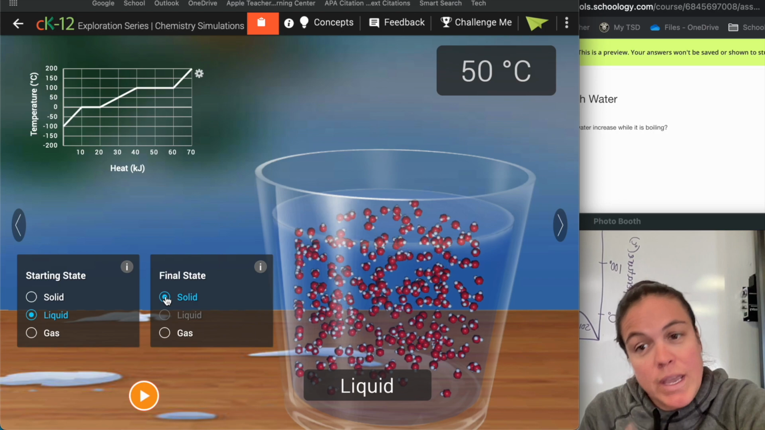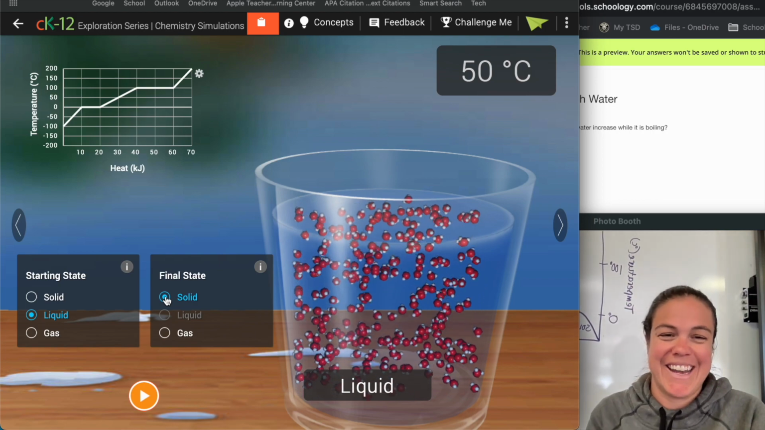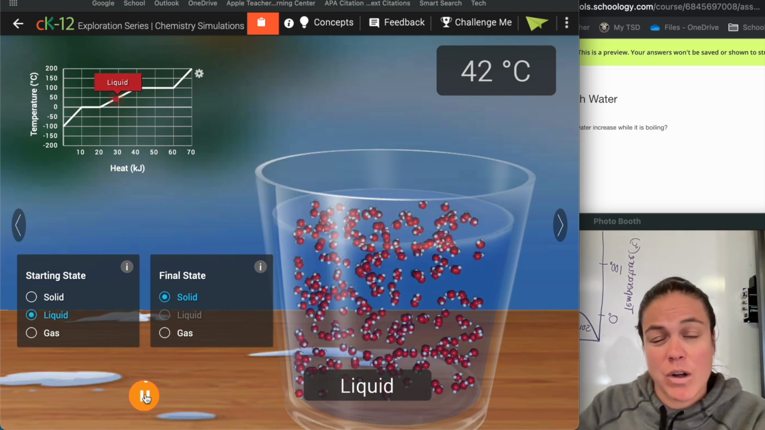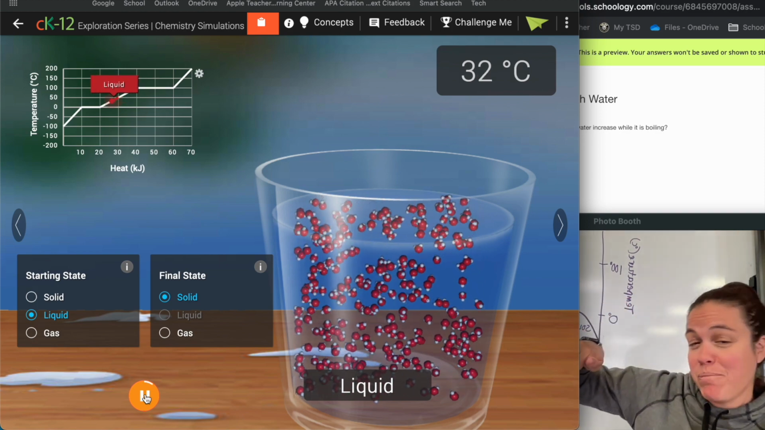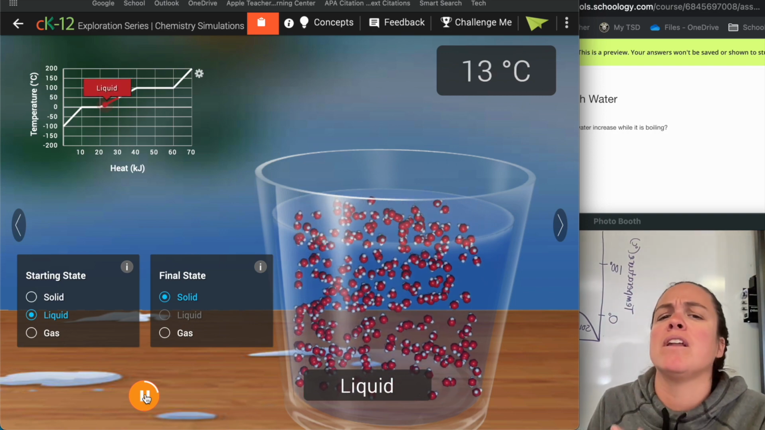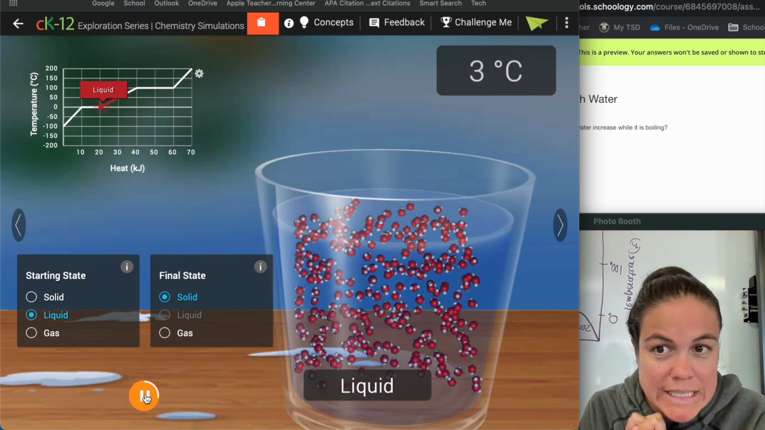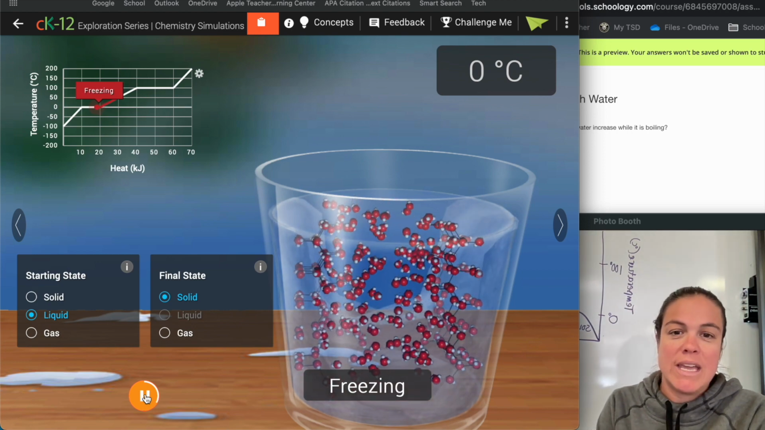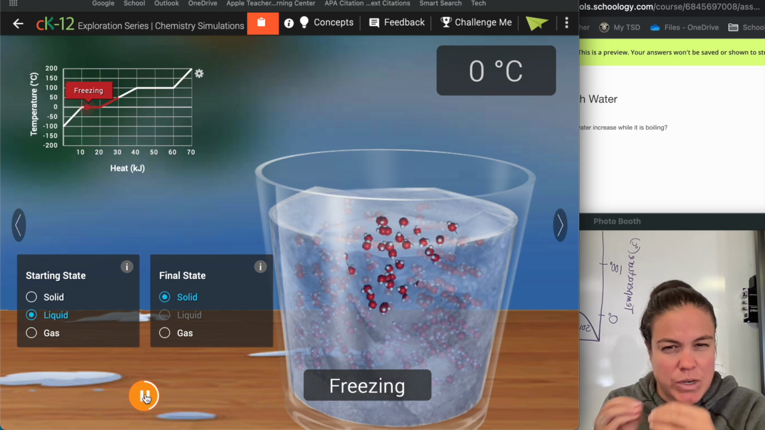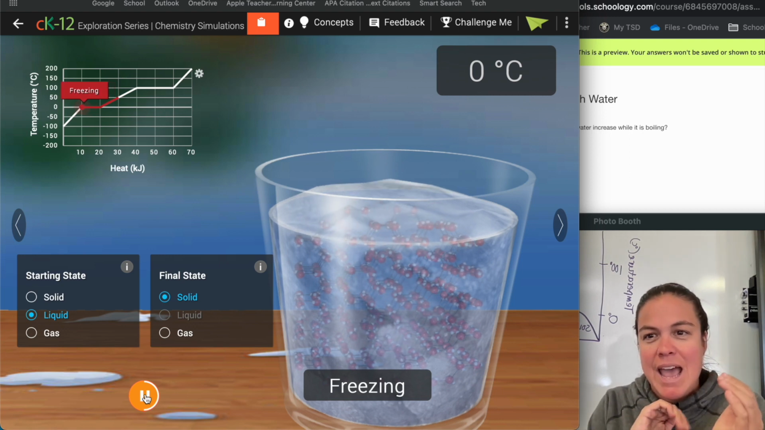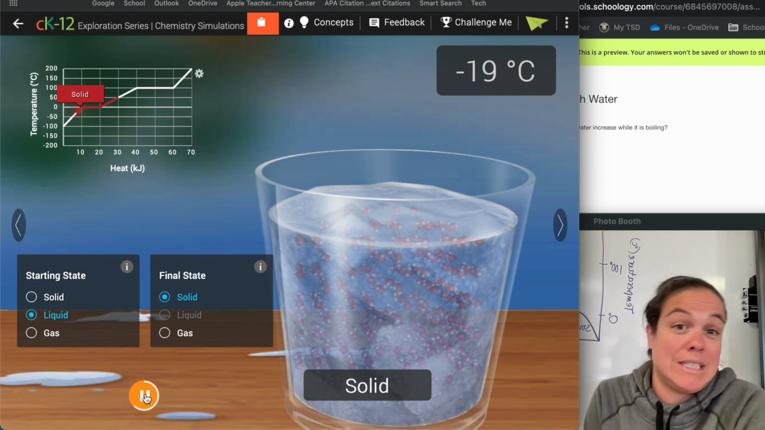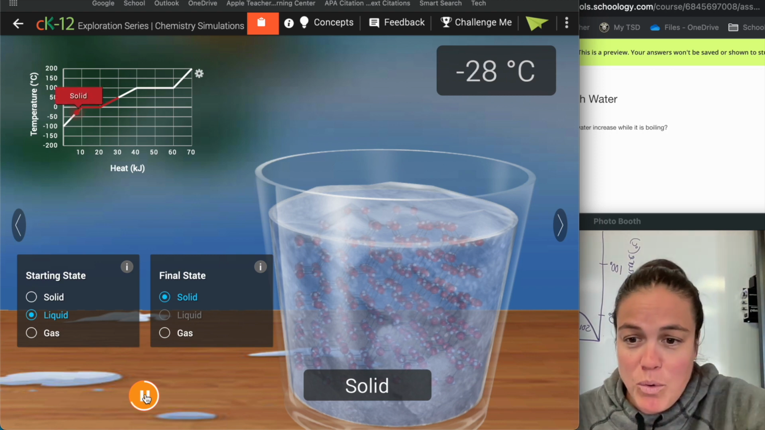Or we can go back in the other direction, okay? And I like the way that they kind of change the background there. They kind of freeze it. So now we're going to work our way down the graph, back down from 50. We're cooling off. The particles are definitely slowing down. And then we hit 0 and that ice starts to form, okay? Freezing is when it's both liquid and solid. And then we're going to go down to the solid, all right? And once it's the solid, we can cool it more and more.